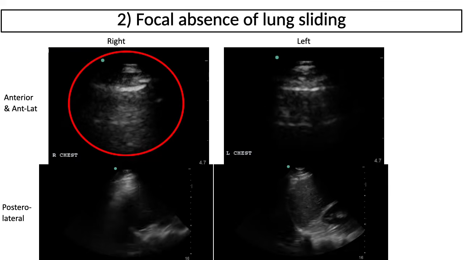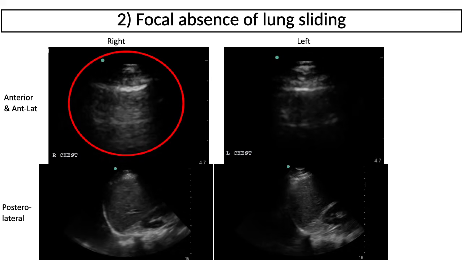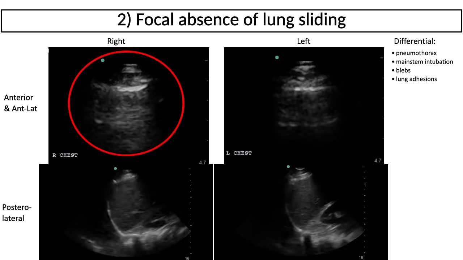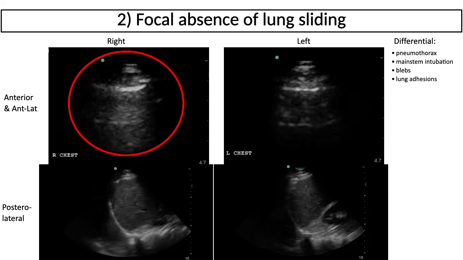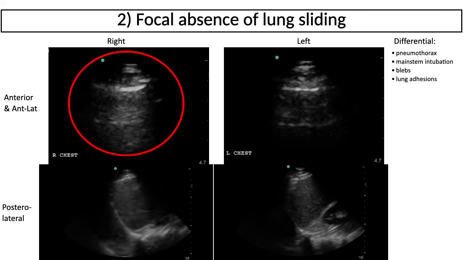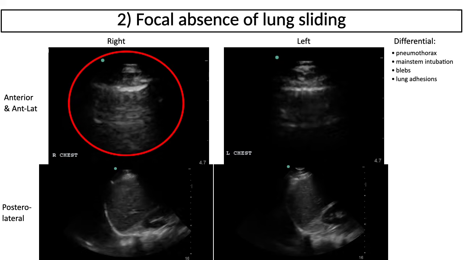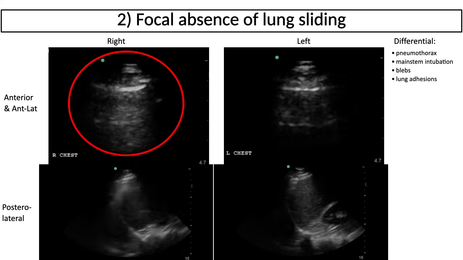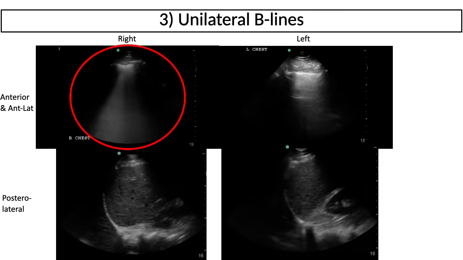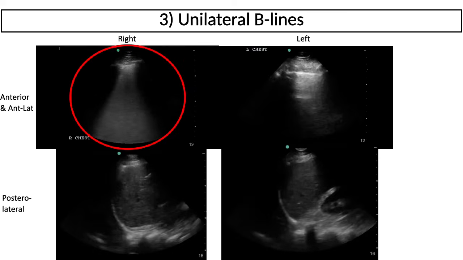The second lung ultrasound pattern is focal absence of lung sliding. Focal absence of lung sliding narrows the differential diagnosis primarily to the following conditions: pneumothorax, mainstem intubation, emphysematous blebs, and/or lung adhesions. The third lung ultrasound pattern is unilateral B-lines.